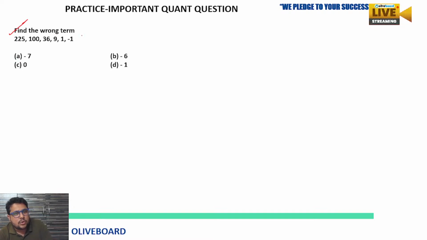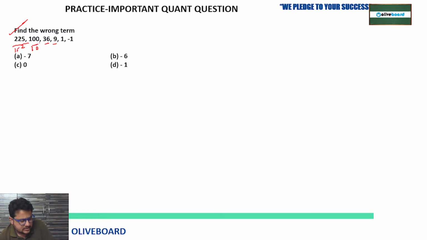Solve this one. Find the wrong term in the series. That is what you have to answer here. It is a simpler one. Wrong one you have to understand, which is the wrong one. So if you see 225, 100, 36, 9, these numbers are perfect squares.